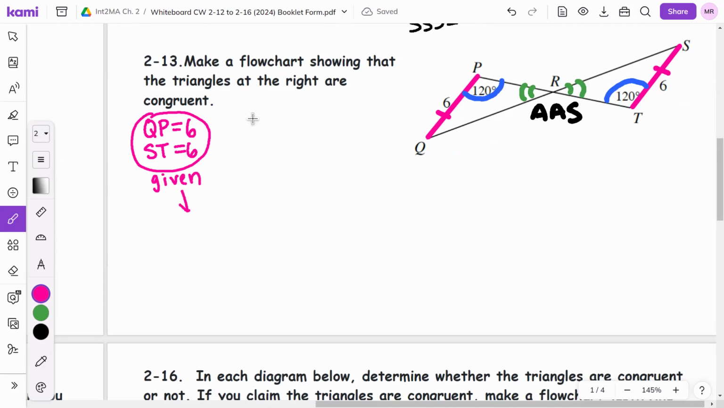Now that leads to me being able to say that line segment QP is congruent to line segment ST. Reason: definition of congruence.